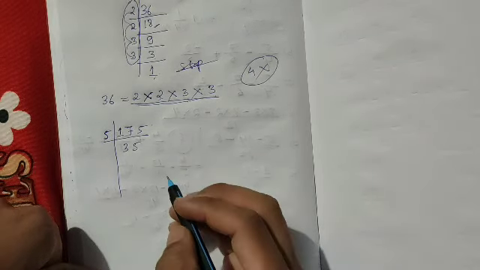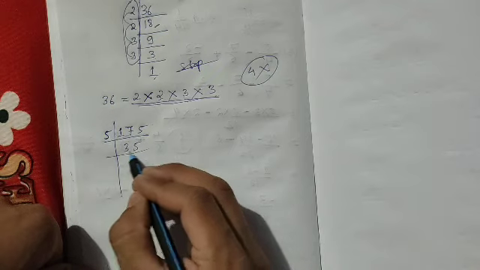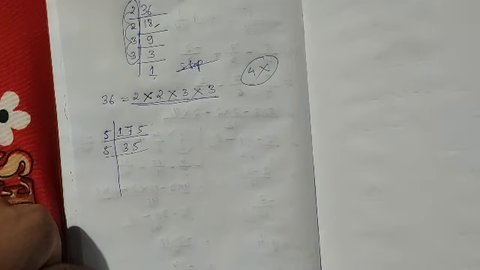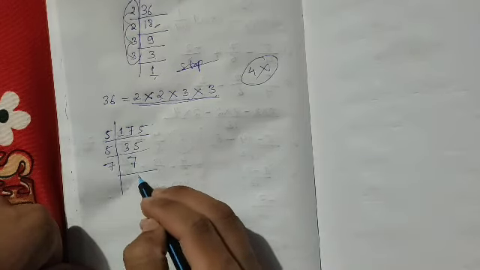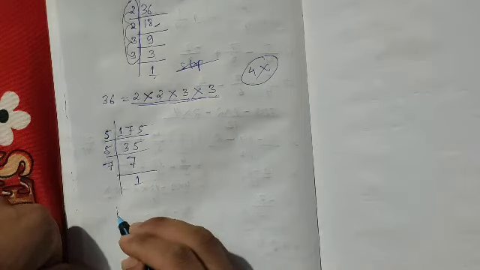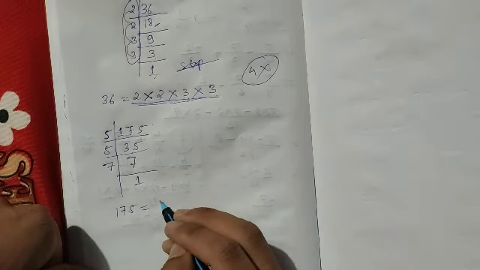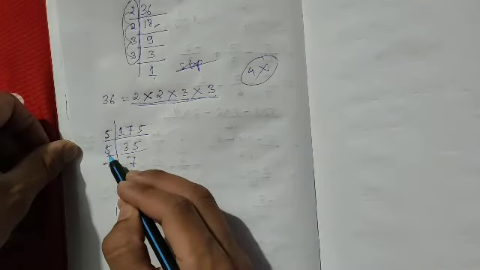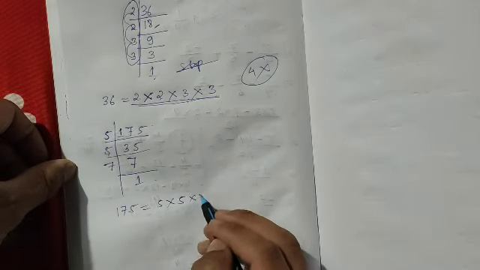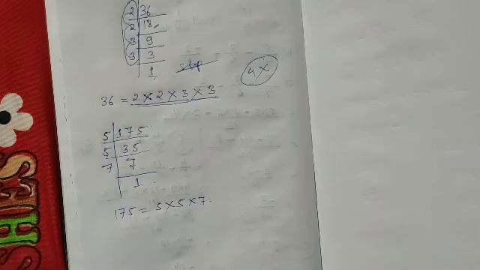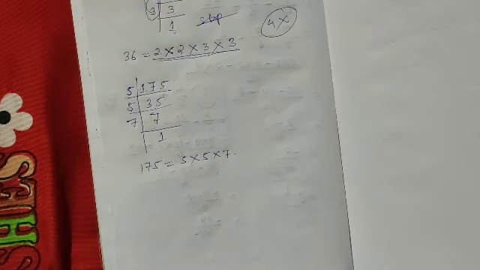So 5 35 times. So next again with 5, I guess, because it is again divisible by 5. 5 7 is a 35. No, this one with 7. 7 ones are 7. So 175 will be equal to how many? 5 into 5 into 7. So it will be 5 into 5 into 7. Okay, so this is how you will do the prime factorization.